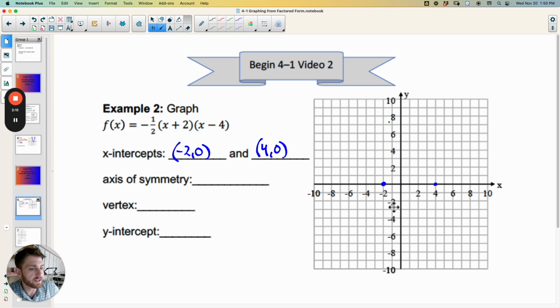Now from here it's really easy to figure out my axis of symmetry just by adding my two x values and dividing by 2. So we'll do -2 plus 4 divided by 2. That's 2 over 2, which is equal to 1. So I know my axis of symmetry is x is equal to 1. I'm going to plot a vertical line where x is equal to 1. Okay, so that is my axis of symmetry.